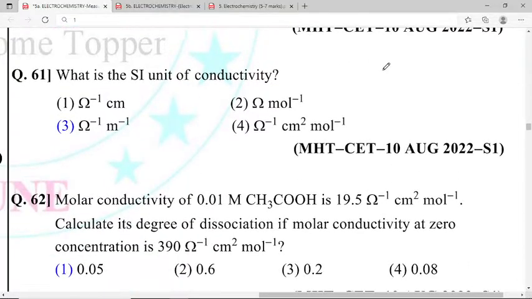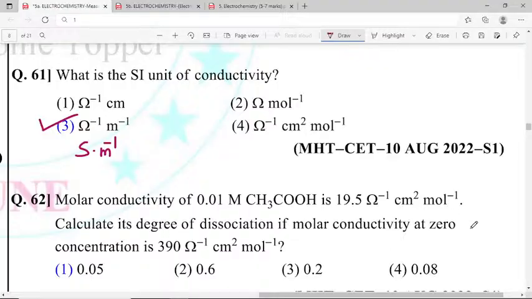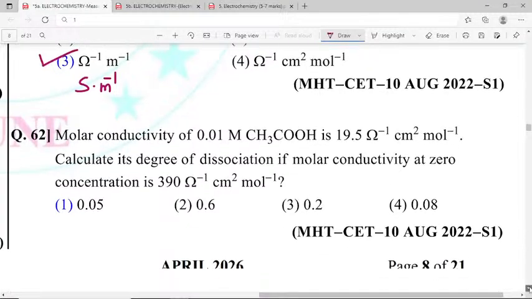What is the SI unit of conductivity? Conductivity has the SI unit per ohm per meter. It is also called Siemens per meter. SI unit of conductivity. So simple question.